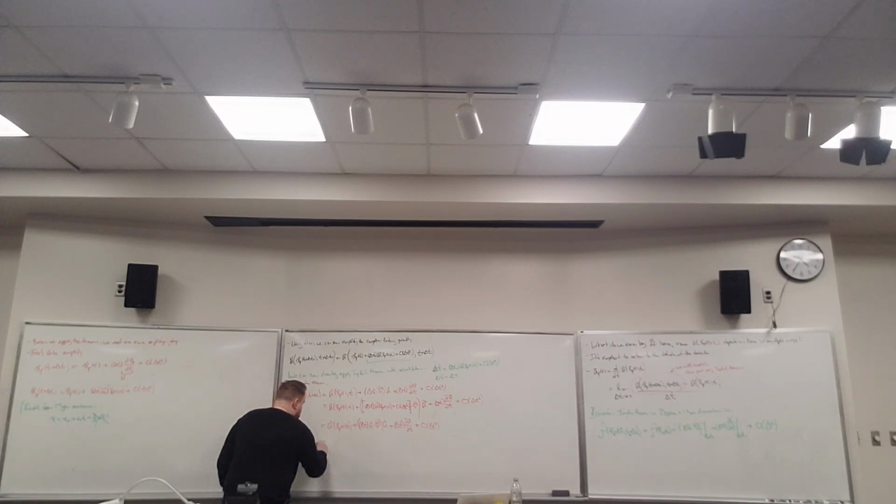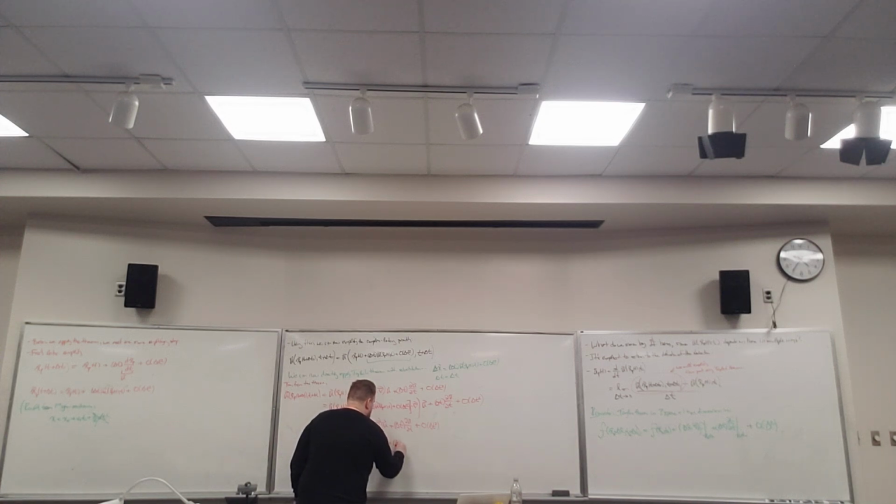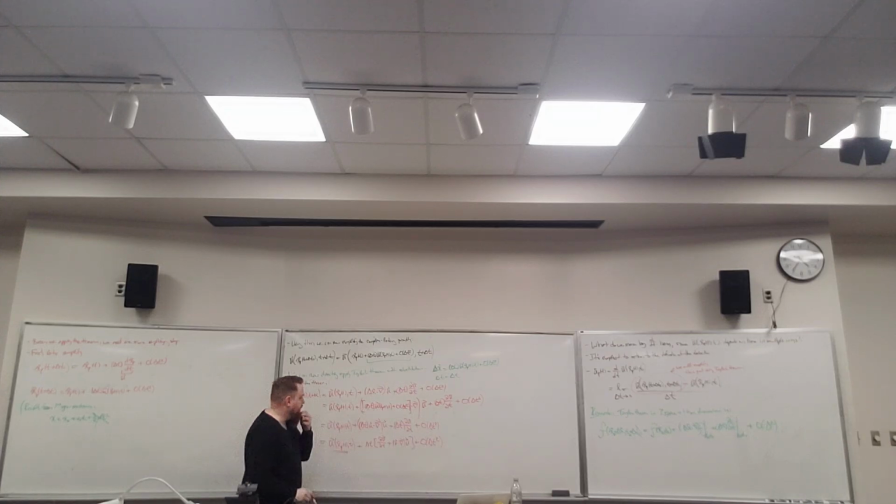And what we find is that we get here u of the original particle position and the original time. So the new velocity is equal to the old velocity plus delta t times partial u partial t plus u dot grad u plus an error term that's proportional to delta t squared.